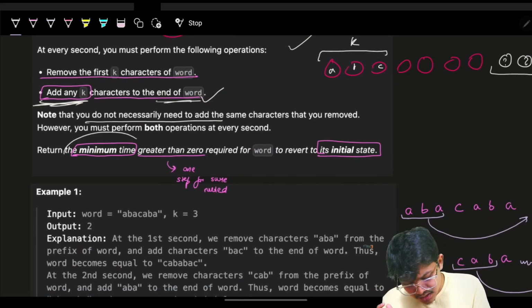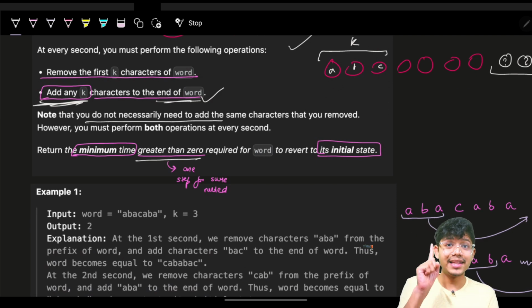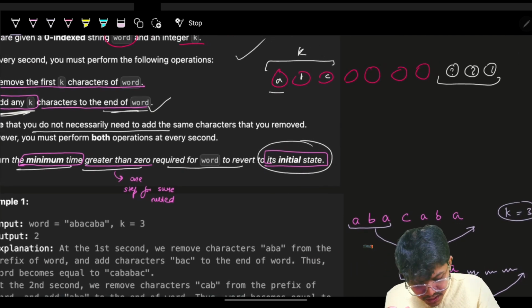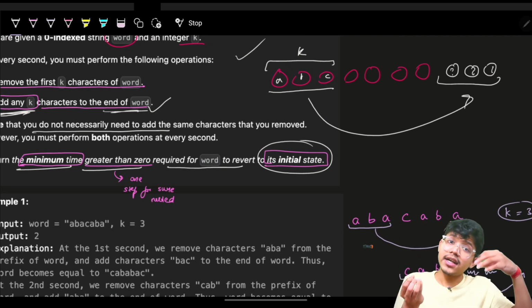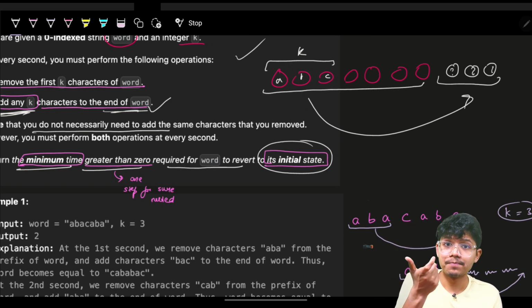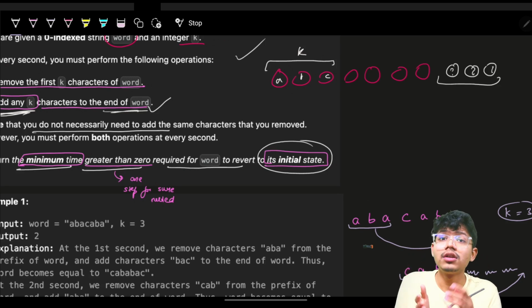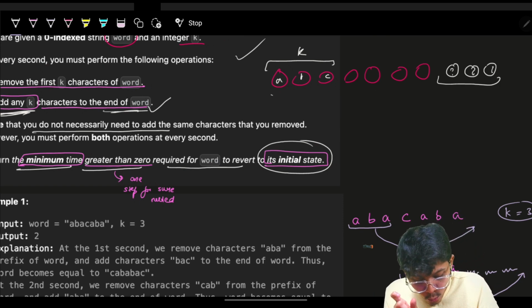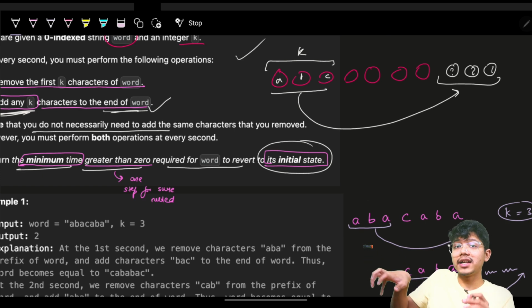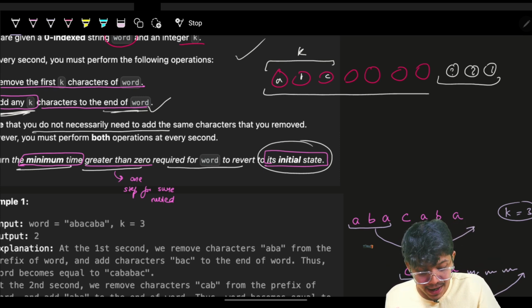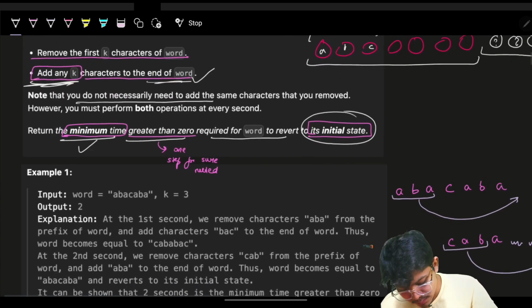Now, it says please return the minimum time, which is for sure greater than 0. Return that minimum time, greater than 0, required for the word to revert to its initial state. After removing the starting k characters and putting any k characters in the end, I have to keep on doing this operation until I get the exact same string as the input string. Now, you might say, Aryan, by default, without even touching it, I have the input string same as the original string. That's the reason they have mentioned that you will have to remove the starting characters and put characters in the end at least once. Now how many times do you have to perform it to get back the initial state? That's the answer, the minimum number of times.